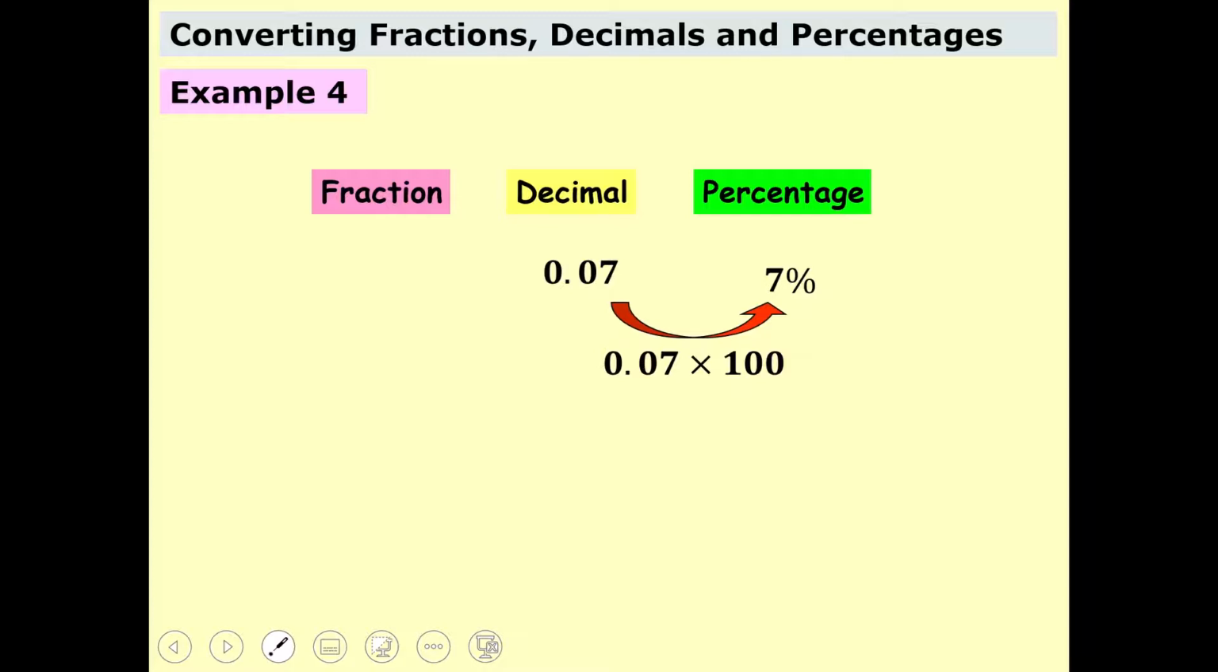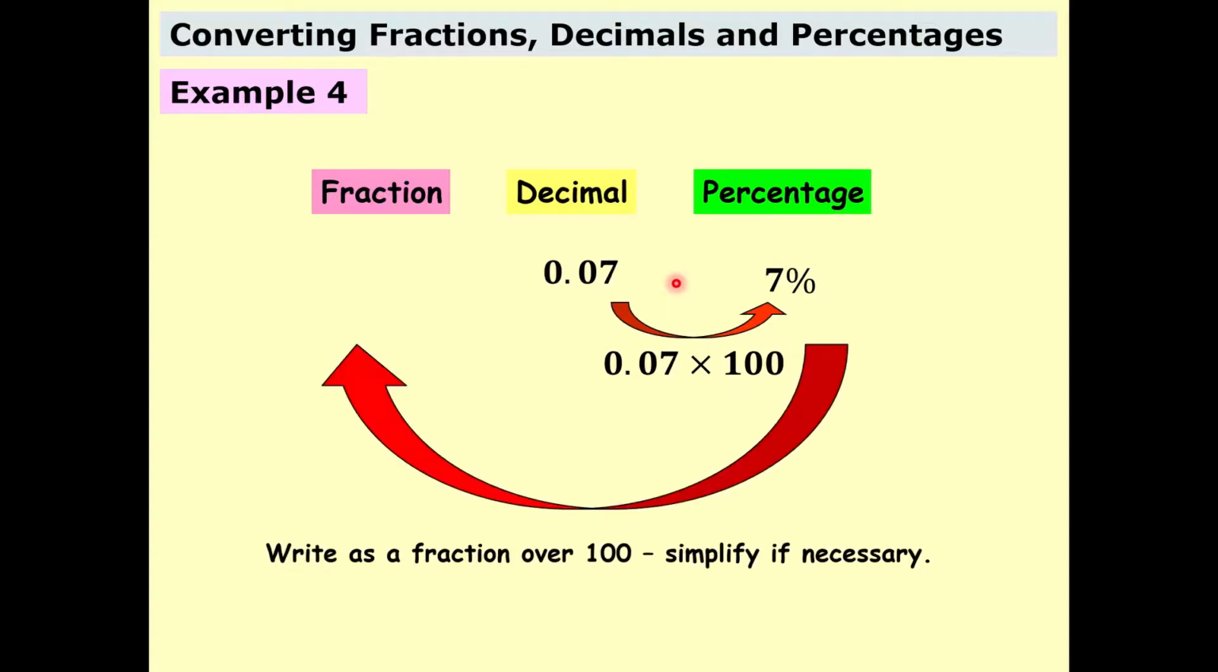Now we need to think about how we're going to work back to get a percentage into a fraction. Something we need to know about percentages is that they are always out of 100. So it's 7% because the highest percentage you can get is 100%. So percentages are out of 100. So to change a percentage into a fraction, you're just going to write your percentage as a fraction over 100. And then you need to simplify if necessary.